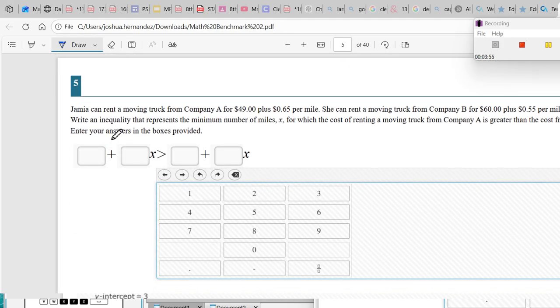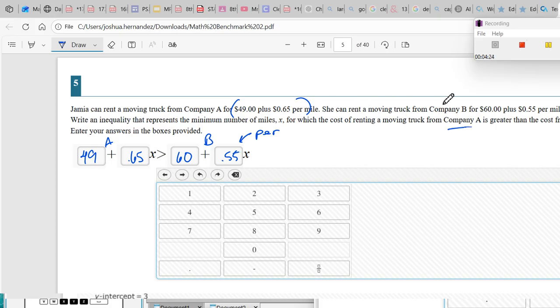Okay, when you see this right here, guys, it's like MX plus B. So the words right here are going to go per, each, every. And you can see these two go together. So we're going to go with 49 and then 0.65. And this is company A. Company B over here is going to be 60 and then 0.55x. Oh, but okay, we can't change the symbol, right?